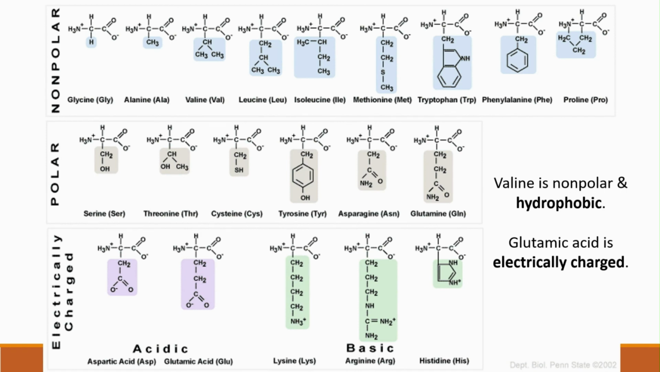These two proteins of hemoglobin are dramatically different in their characteristics. Valine is nonpolar and hydrophobic, while glutamic acid is electrically charged. So what impact will this have on such a crucial protein?